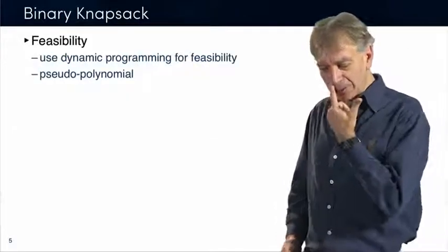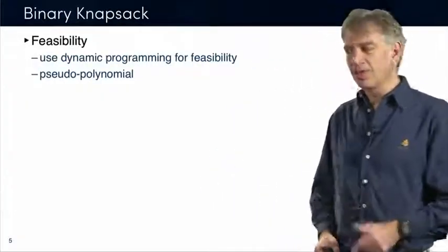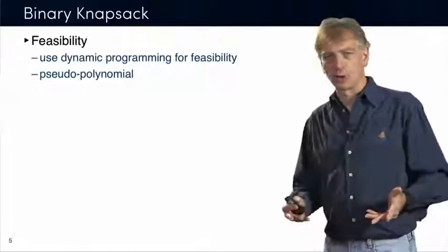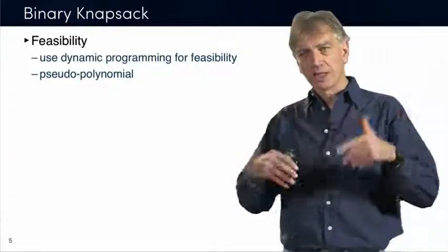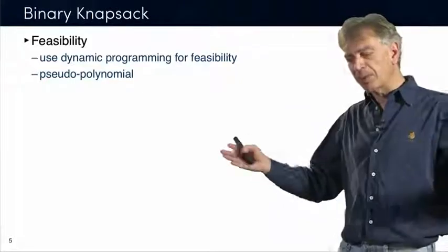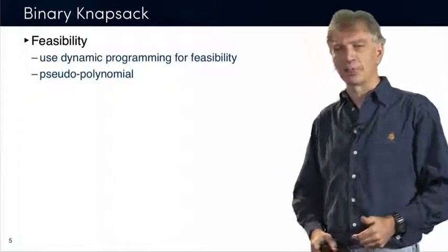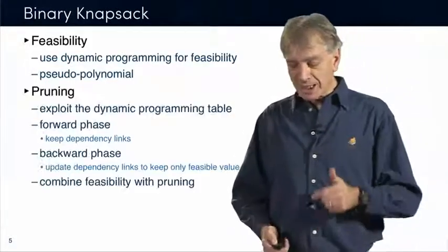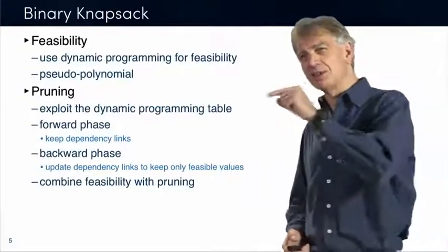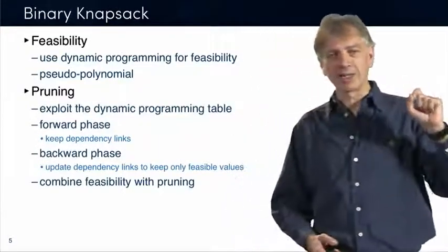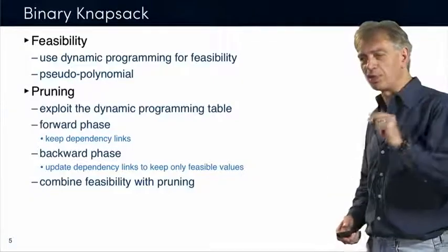Okay, so the basic algorithm that we are going to use for feasibility is based on dynamic programming. It's going to be pseudo-polynomial time. So if the numbers are small, it's basically polynomial time. If the numbers are big, then the algorithm is going to take more time. The pruning algorithm is interesting because essentially what it's doing is using the dynamic programming table to prune the domain of the variables.